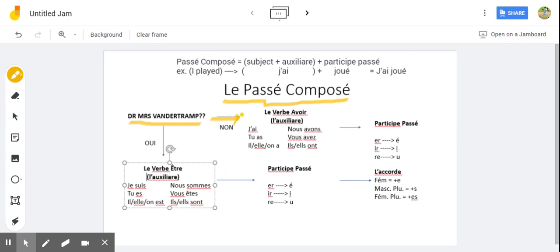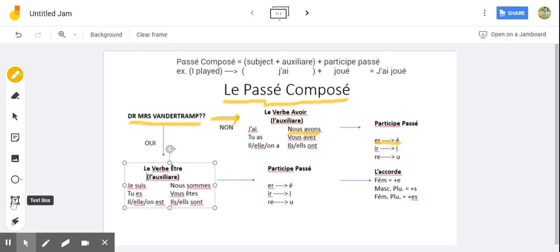Okay. Then I want to know my subject. Who am I talking about? And let's say it's us talking about a trip somewhere. We will go somewhere. So we is nous. So my first step then would be to have nous avons. Okay. So nous avons. That is our subject and our auxiliaire, our little helping verb together. Okay. Next, we're going to look at the next step. Keep following the arrow, work across. And visiter is an ER verb. So ER is going to become accent aigu.